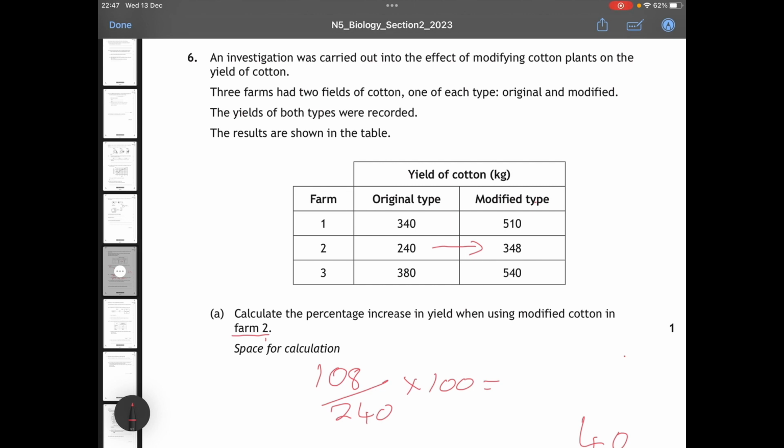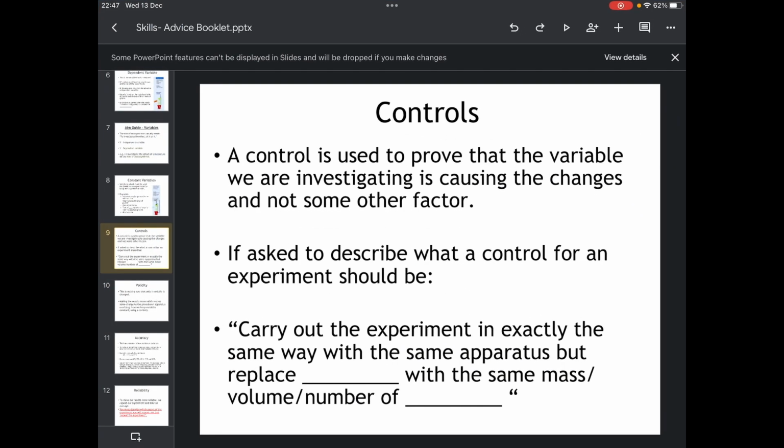Okay, so you could come at it from that angle to talk about how, to prove that the modified crop grows larger, we have to have something to compare it to, to show that difference. Or perhaps the one that makes most sense to me is to say to show that the modification is causing the changes, increases the mass, and that's the one that's most related to what our skills guide shows us. Okay, so it says the control is used to prove the variable we're investigating is causing the changes and not some other factor. So in this case, to show that it's the genetic modification that's causing the change in mass. Okay.